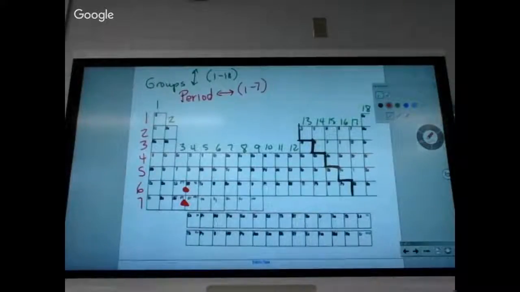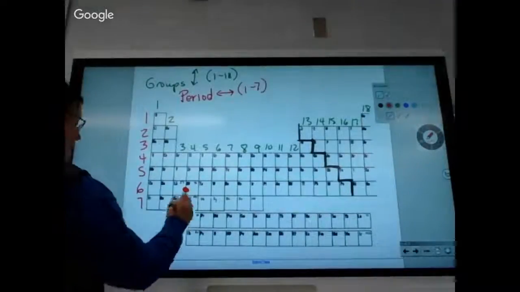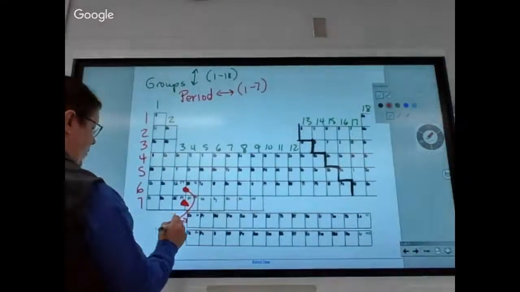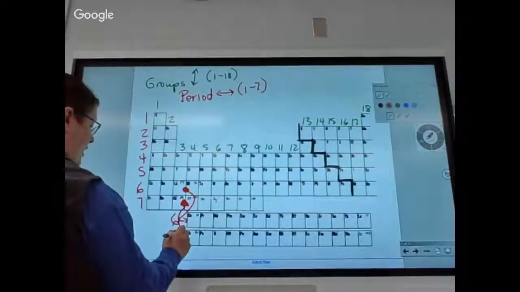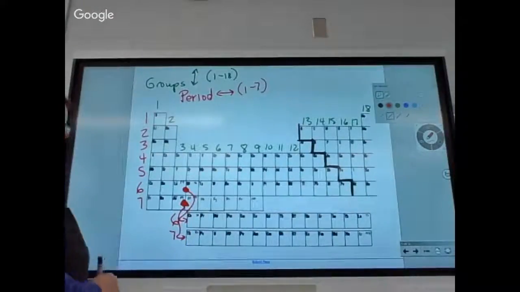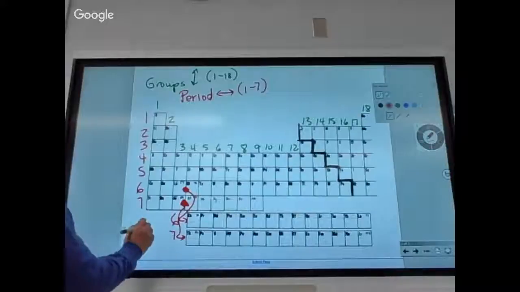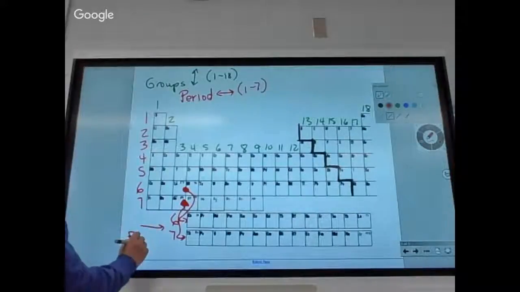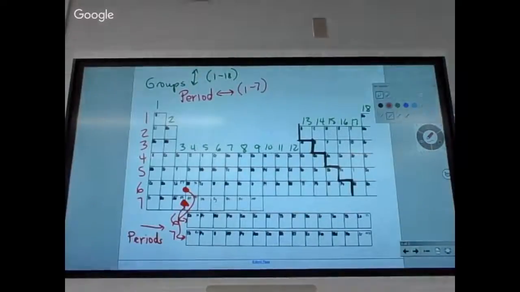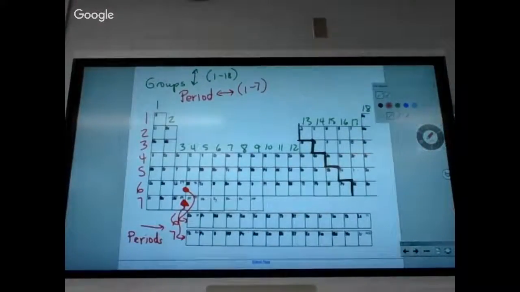So what period were they cut out of? That's right. This was here, so that's period 6. And this came from there, so that's period 7. All right? These are periods. Not to be confused with the 4 and 5, which were what numbers? Those were energy levels. Okay? The numbers we used earlier were energy levels. These are periods. Okay?